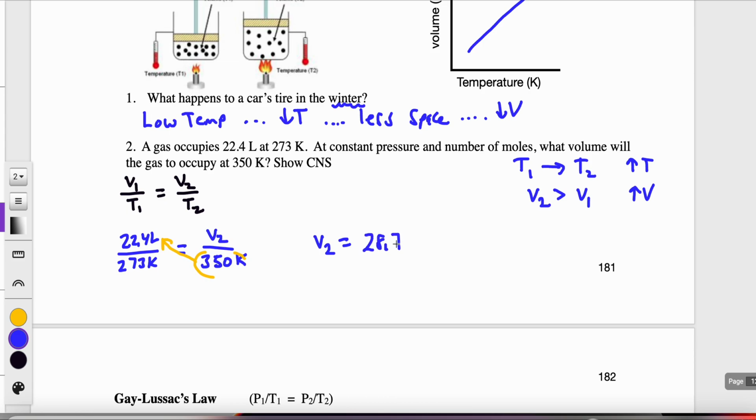So when you solve for V2, your calculated answer is 28.7 liters. And 28.7 liters is larger than 22.4. So mathematically, that would make sense. If you're having trouble with inputting the data on your calculator, please see me for help.